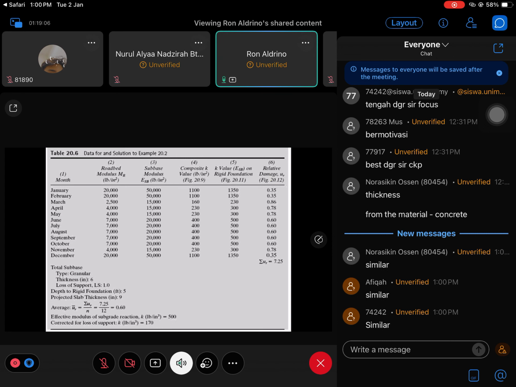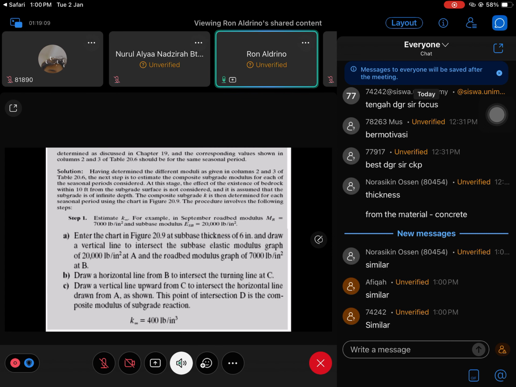So next, once you have the solution: having determined the different moduli as given in columns 2 and 3 from the table, the next step is to estimate the composite subgrade modulus for each of the seasonal periods considered. At this stage, the effect of the existence of bedrock within 10 feet from the subgrade surface is not considered, and it is assumed that the subgrade is of infinite depth. Infinite depth means that you assume it goes straight down to the core.